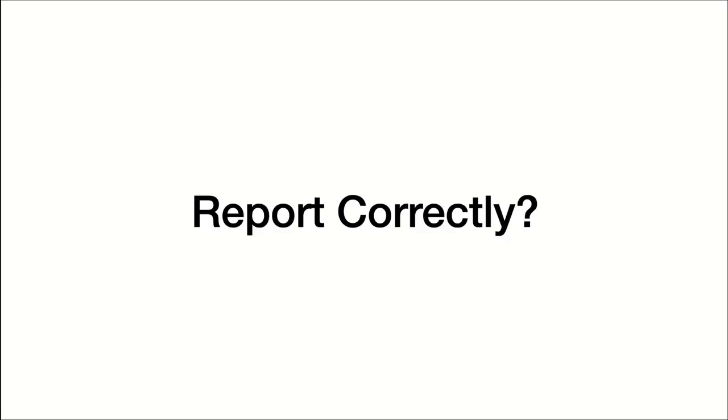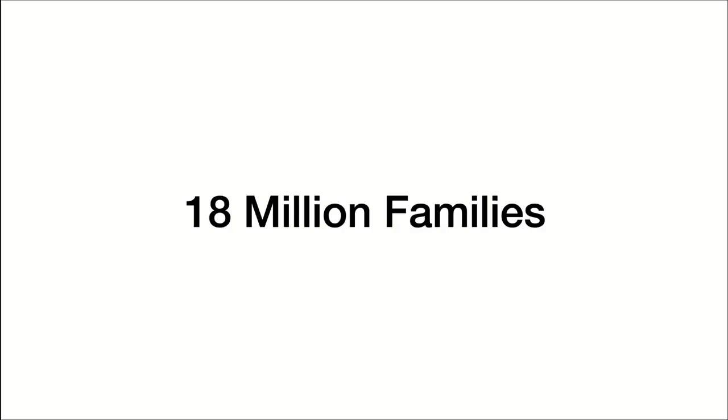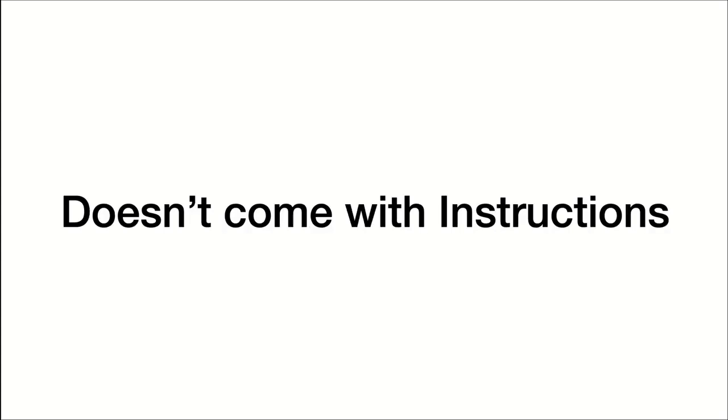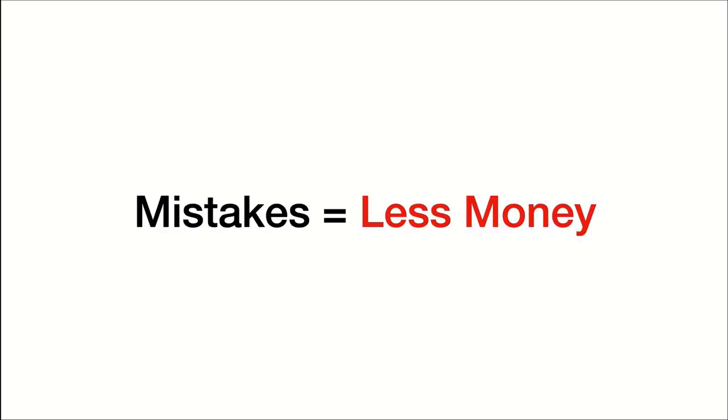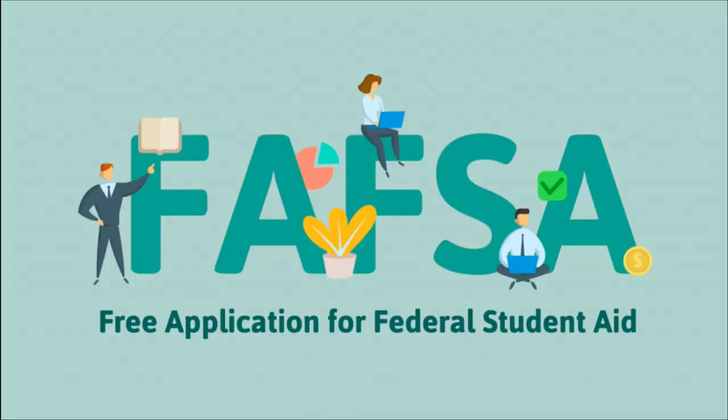So, how do you report them correctly? Let's dive right in. First off, there are nearly 18 million families that fill out the FAFSA every single year. And every year, most of them will make the same mistakes because the FAFSA doesn't come with really good instructions. And these mistakes can lead to lower financial aid awards, meaning less money for people to send their kids to college. So let's talk about the top 5 things you need to do on the FAFSA to get it done just right so you can get more financial aid.